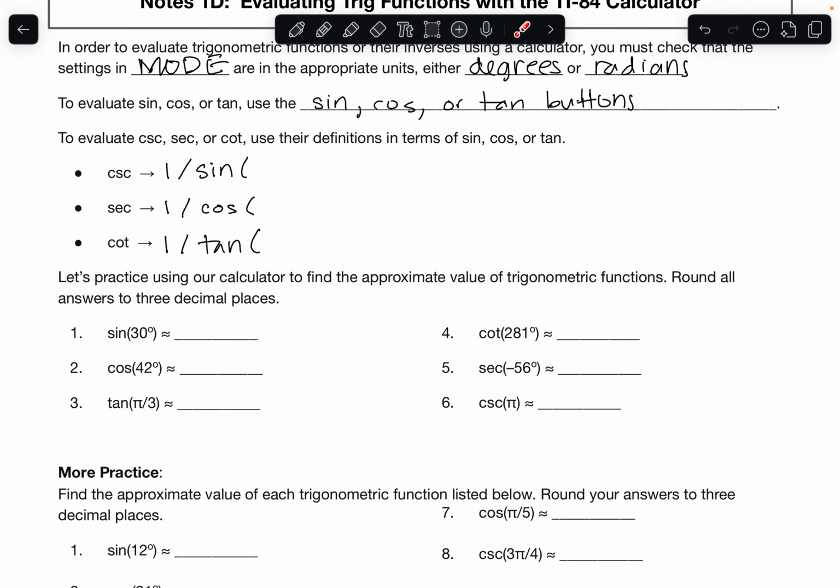So if on an assignment you see approximate value or use your calculator, we typically use that symbol because we're getting an approximate value. If the problem says exact value, no calculator. You should be using the unit circle because we know that our calculator is going to spit out an approximation.